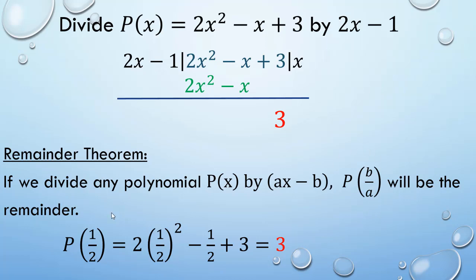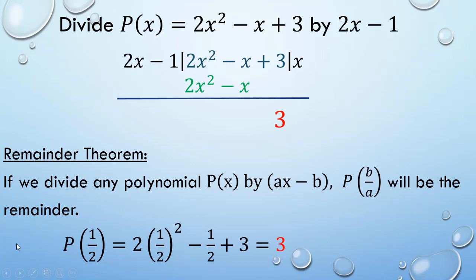How we can calculate p of half? Just put half wherever we see x. Okay, calculating this we get 3. Now one thing you need to be careful about: if we divide p of x by ax minus b, then p of b by a will be the remainder. But if we divide p of x by ax plus b, then p of minus b by a will be our remainder.